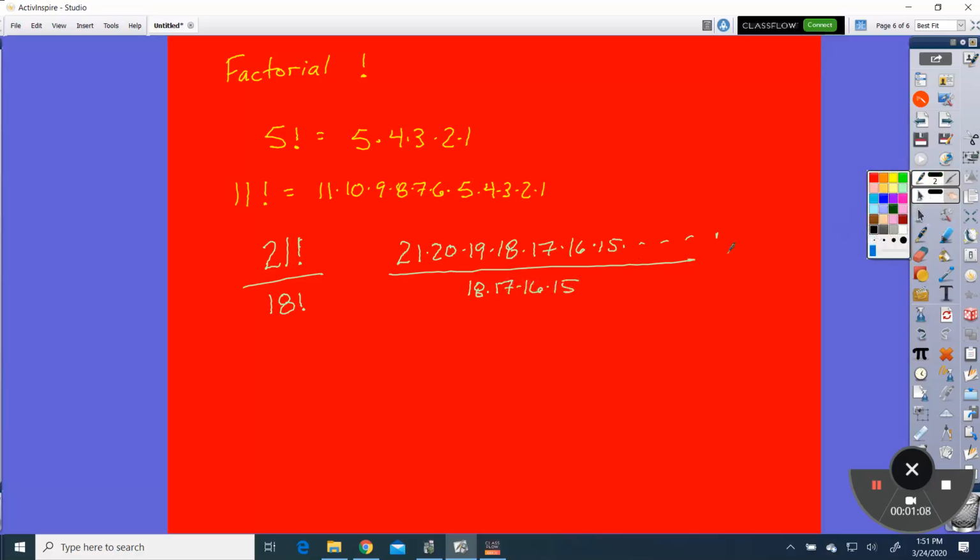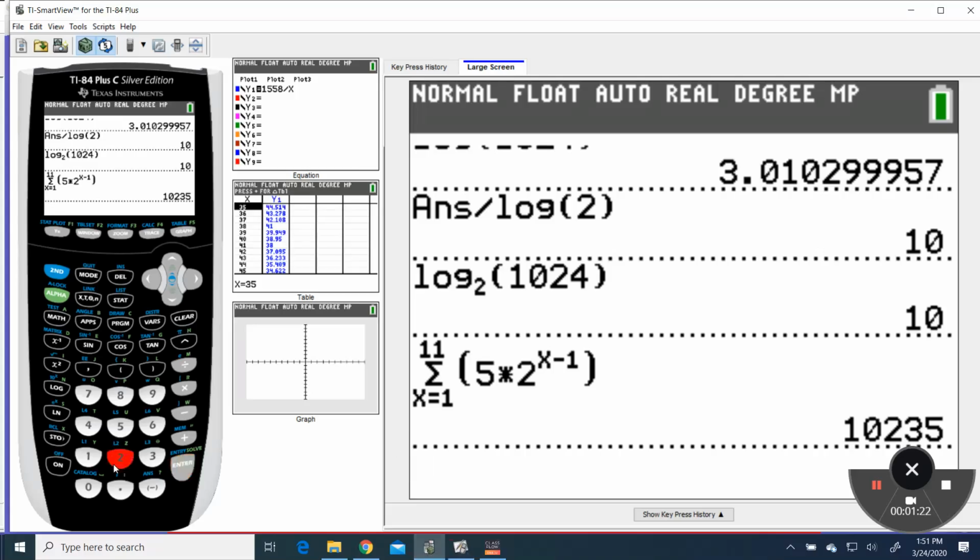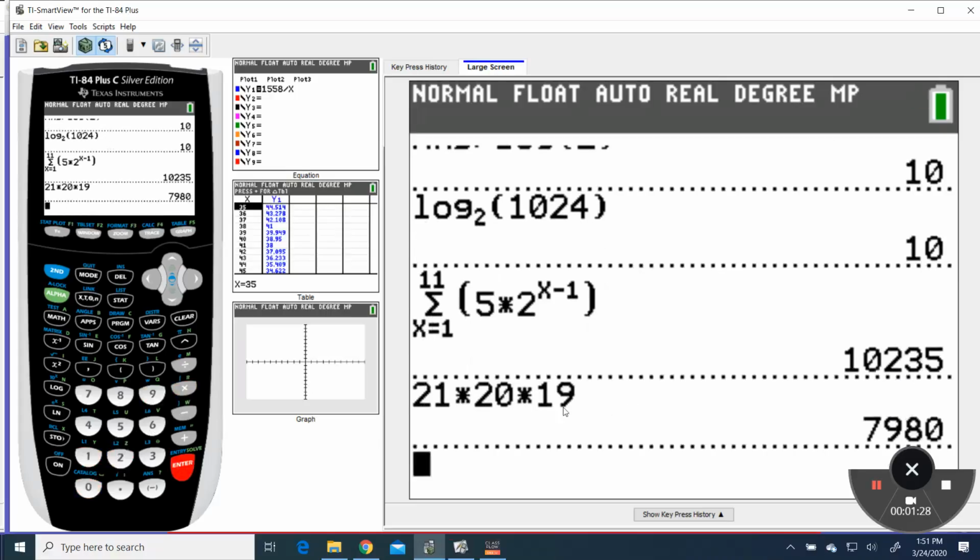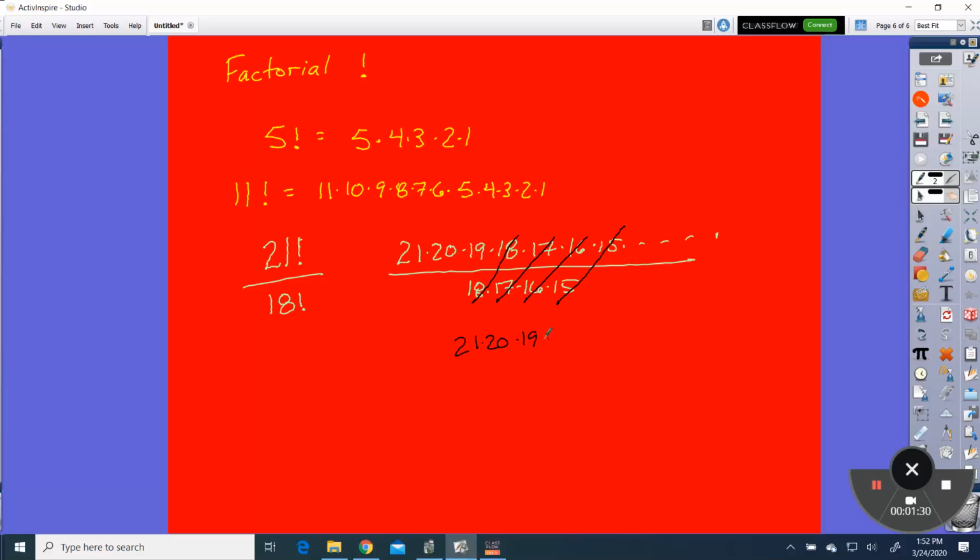That's nice because remember, if we're just multiplying, we can cancel numbers off. And so really all that's left is 21 times 20 times 19. You go to your calculator, 21 times 20 times 19, enter. And it's 7,980.